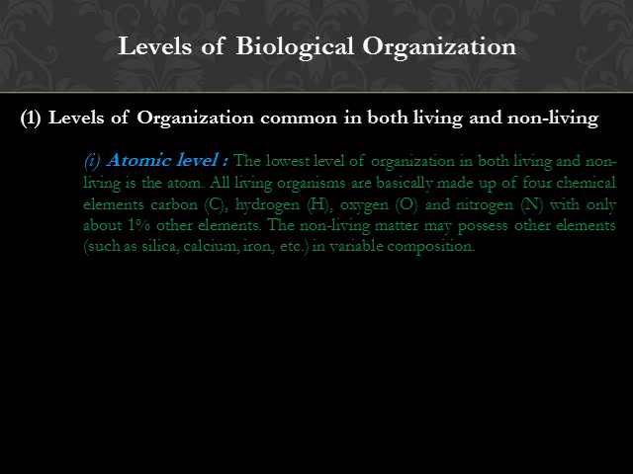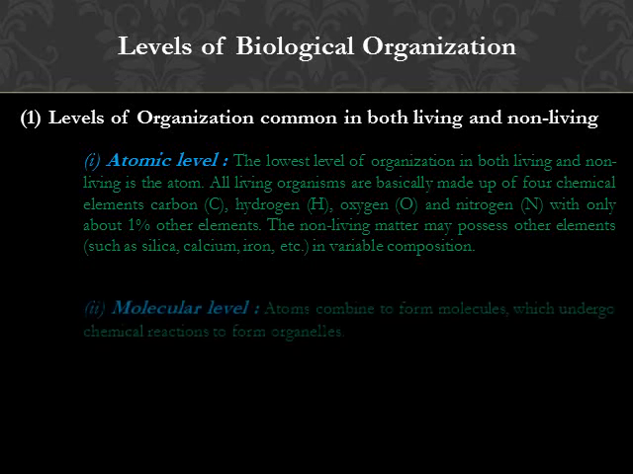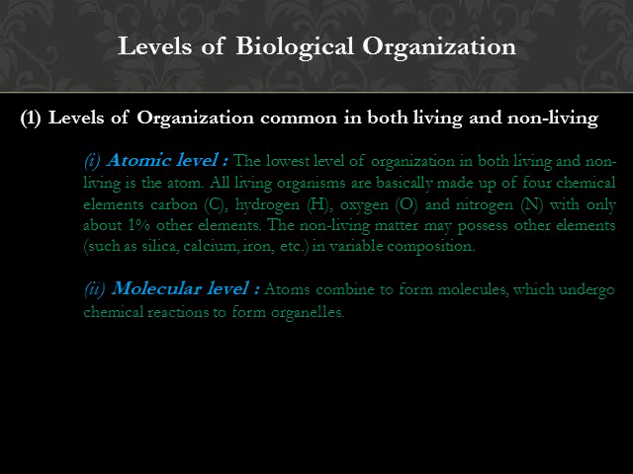So atomic, though non-living things are also made up of atoms and living things are also made up of atoms, but the composition of atoms is different in both. That is the first level of organization which is found in living and non-living things. Second is molecular level. In non-living things as well, they have molecules. In living things as well, we have molecules, right? So atoms combine to form molecules which undergo chemical reaction to form the organelles in living organism.